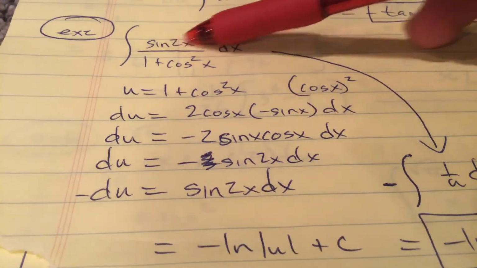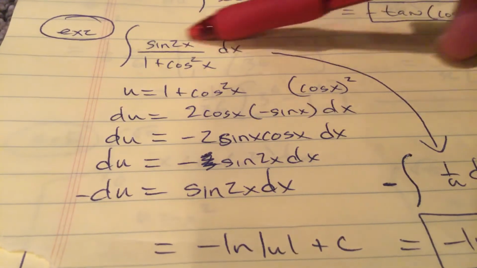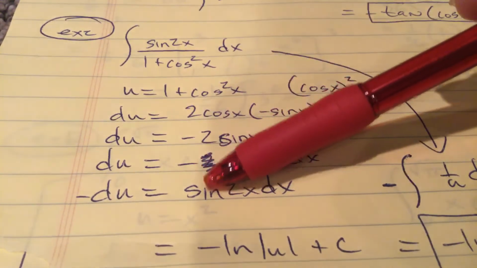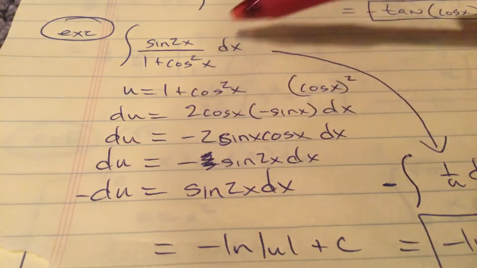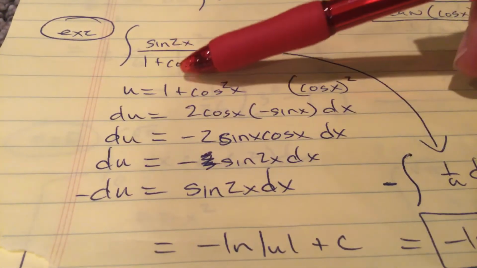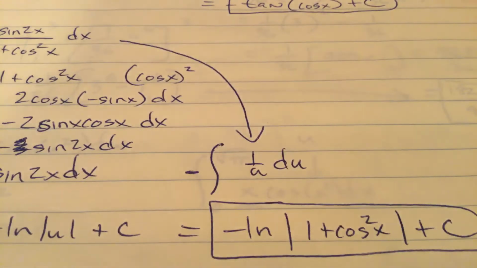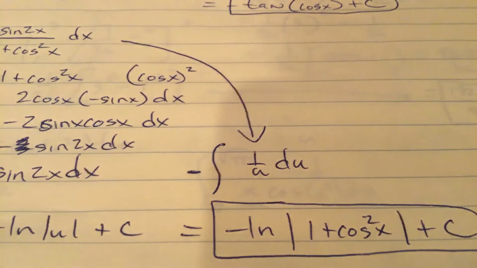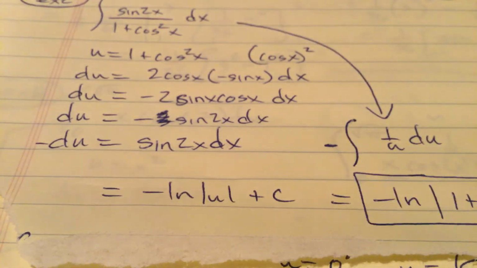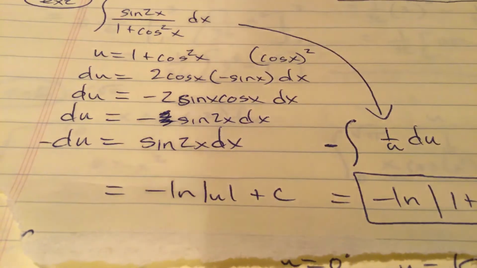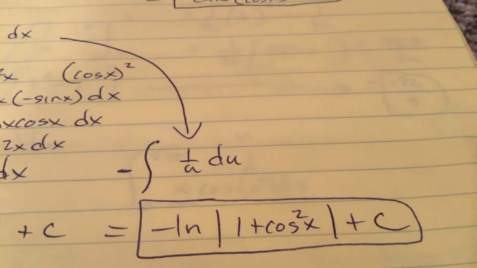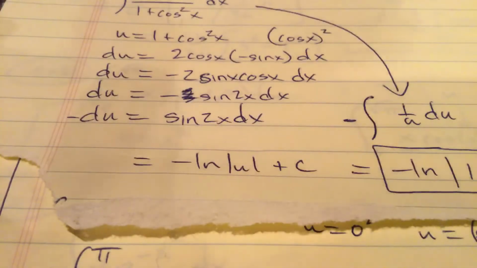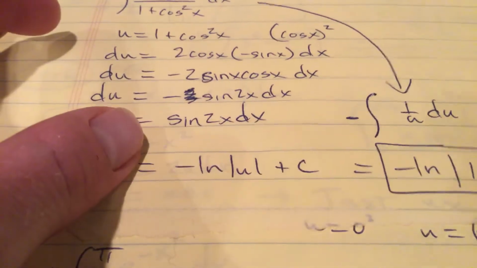You want to have something substituted in for sine 2x dx. Sine 2x dx is negative du. This would be your u. You would have the opposite of 1 over u du. And the antiderivative of 1 over u is natural log u plus c. What is u? U is 1 plus cosine squared x, plus c. Those two look to be pretty good.